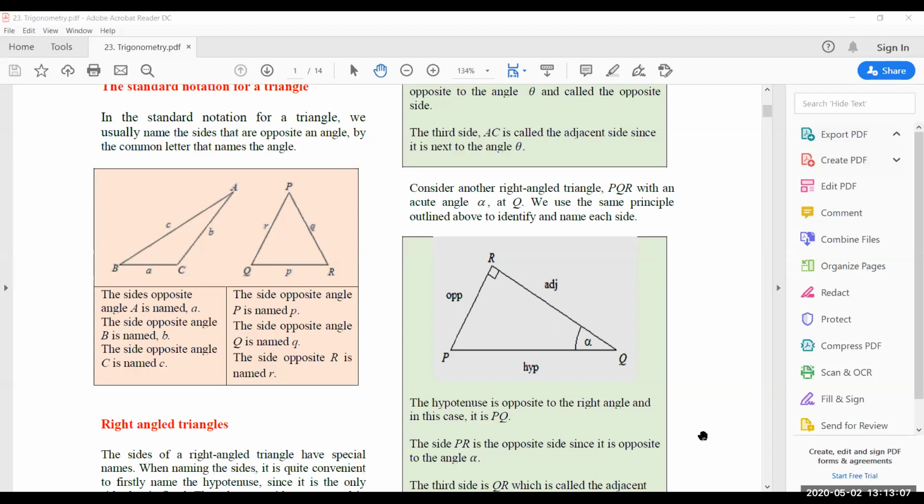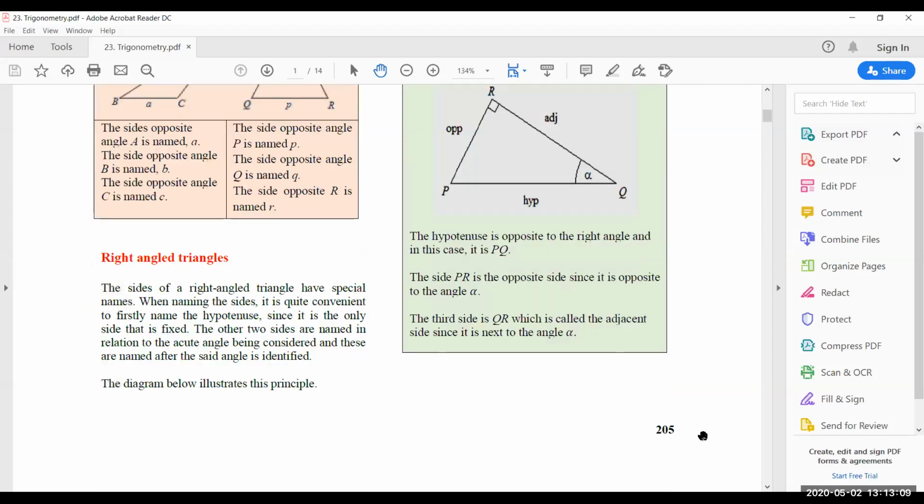Let's look at right angle triangles now. The sides of a right angle triangle have special names. When naming the sides, it is quite convenient to firstly name the hypotenuse, since it is the only side that is fixed. The other two sides are named in relation to the acute angle being considered, and these are named after the said angle is identified.